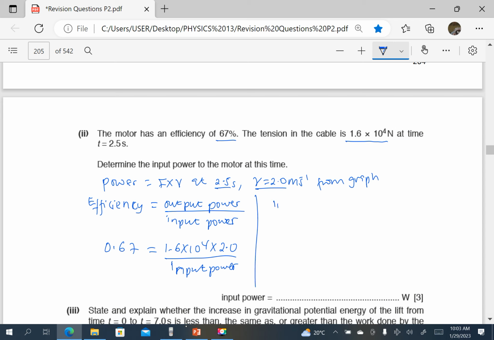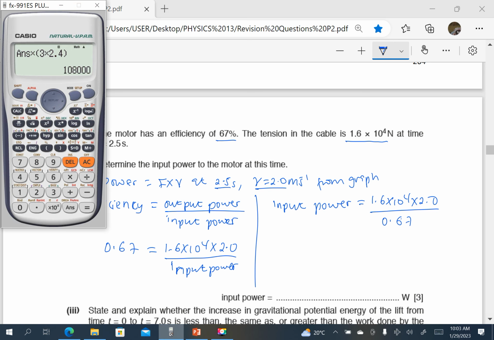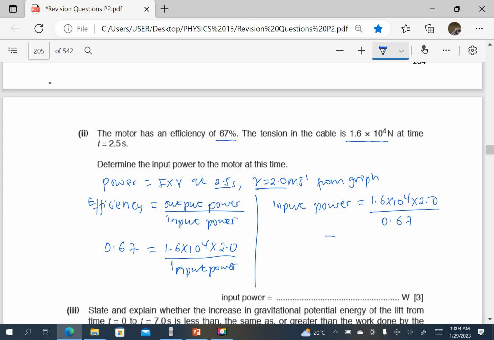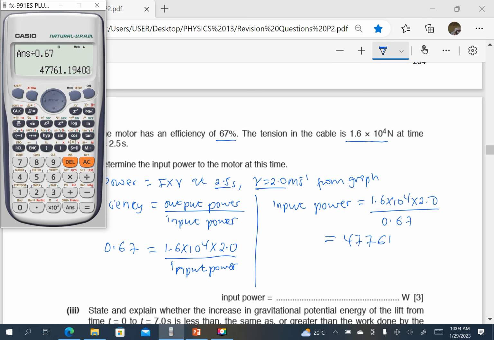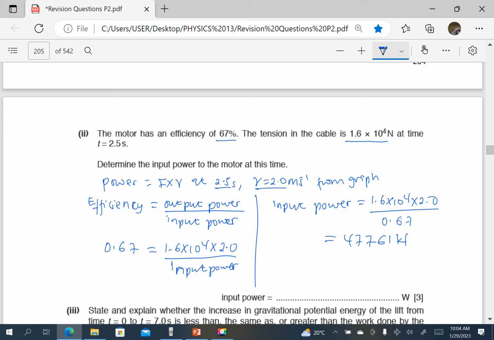So it means our input power is going to be equal to 1.6 times 10 power 4 times 2.0 divided by 0.67. So 1.6 times 10 power 4, then times 2 divided by 0.67. So we are getting 47,761. So the input power is 47,761, and so on in watts. So I'll write this as 4.8 times 10 power 4. So that is the input power.